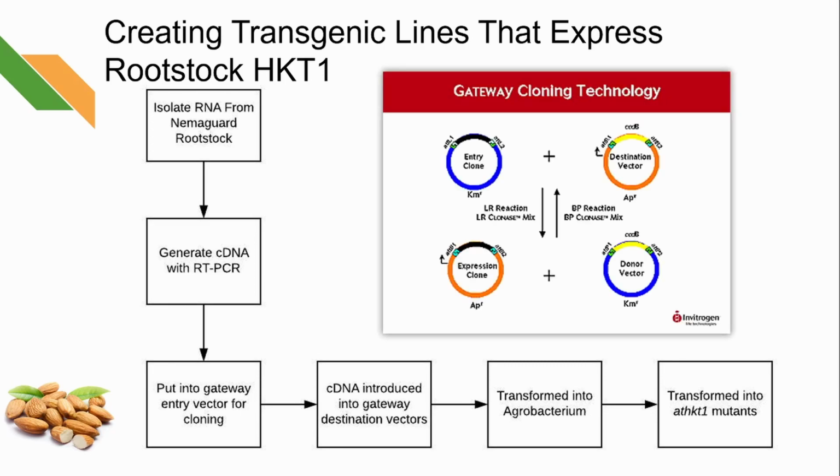This was done using Gateway cloning technology in E. coli. Gateway cloning is a technique that allows the transfer of DNA fragments of a gene of interest between cloning vectors. It's a bit complicated, but essentially it involves a reaction called a BP reaction to generate an entry vector for gene amplification, and then an LR reaction to create an expression clone with the gene of interest.